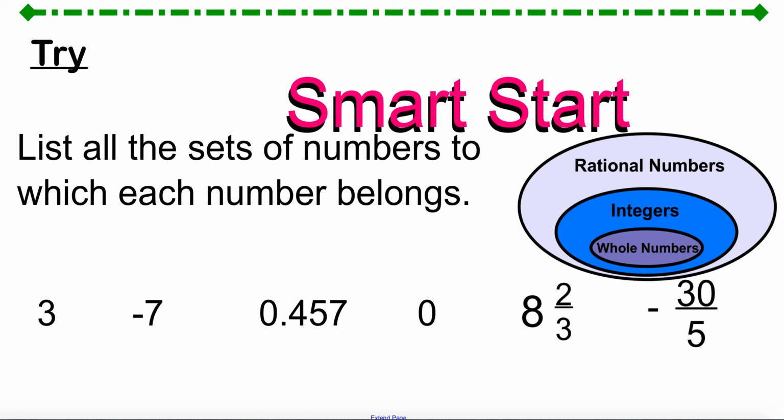Let's move to the next slide. Let me tell you about the last one. The last one, -30/5, you know how to divide, is -6. So -6 is an integer and a rational number because it's a fraction division. Fractions are divisions. You know, guys, fractions are divisions and ratios.